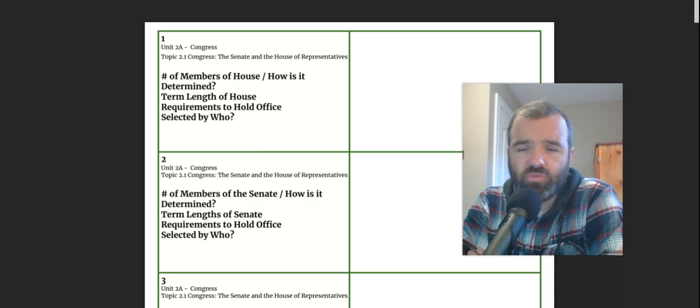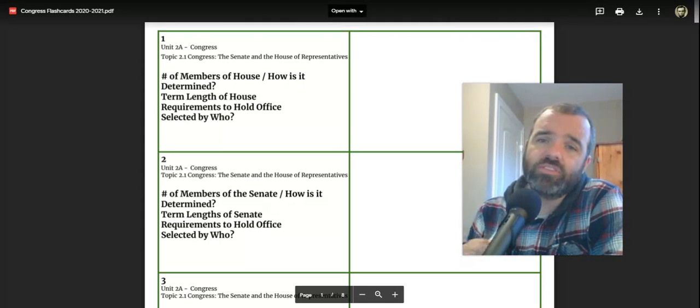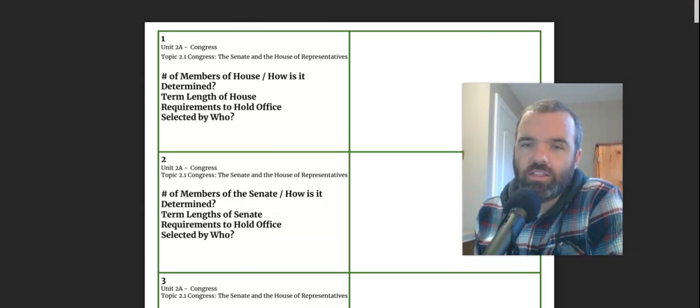So the first two flashcards are basically things we've covered before. The first one, number of members of the House. That's 435, and that's determined by Congress. It's not in the Constitution specifically. Congress can change the number of members of the House. They have 2-year terms, and the requirements, they have to be 25 years old. They have to live in the state in which they represent. They have to have been a citizen for 7 years, and they're selected by the voters of the state. So they're selected by the voters of each state, the people. They're the closest branch, at least originally in the Constitution, to the people.